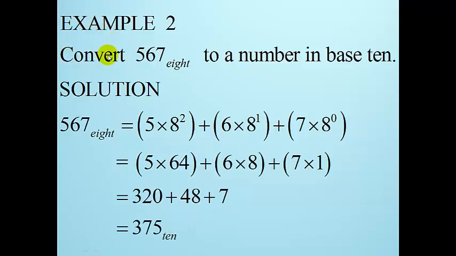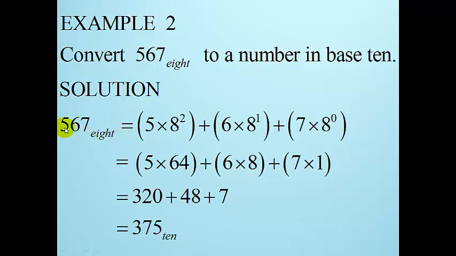Example 2. Convert 567 base 8 to a number in base 10. Now let's look at the solution. Given 567 base 8 to convert to a number in base 10. Here we are going to multiply the digit by the base one after the other, as we did in example 1. So 5 times 8 in bracket plus 6 times 8 also in bracket plus 7 times 8.